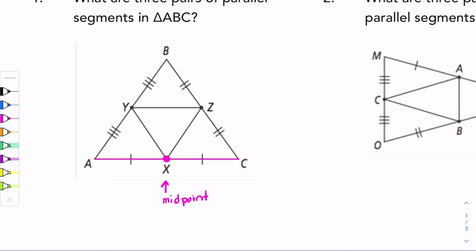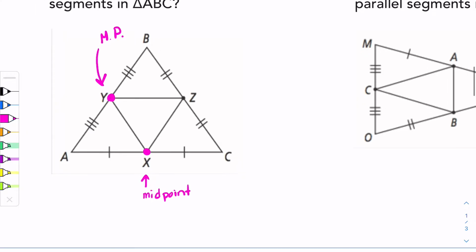If we look at segment AB, we have two congruent segments here. That indicates that Y is the midpoint. I'm going to abbreviate that as MP. And if we look at segment BC, we have two congruent segments here as well. Therefore, Z is the midpoint.